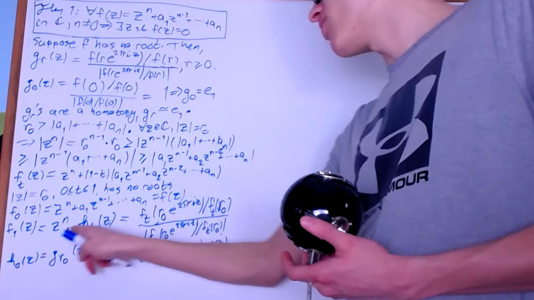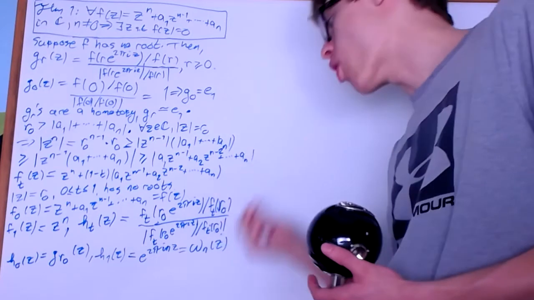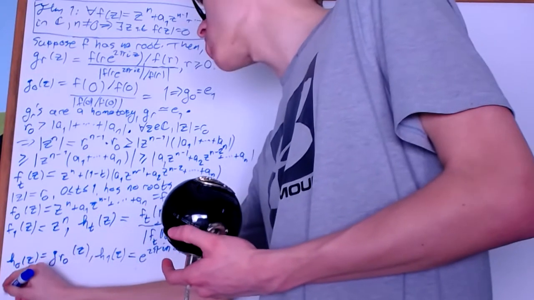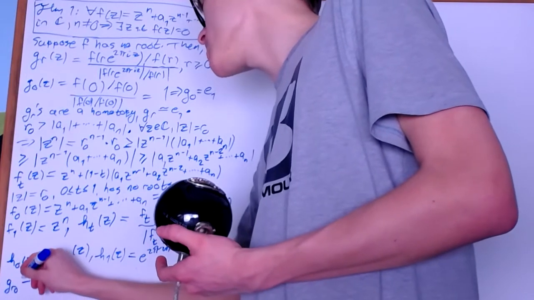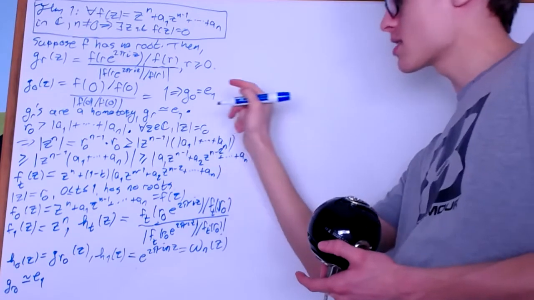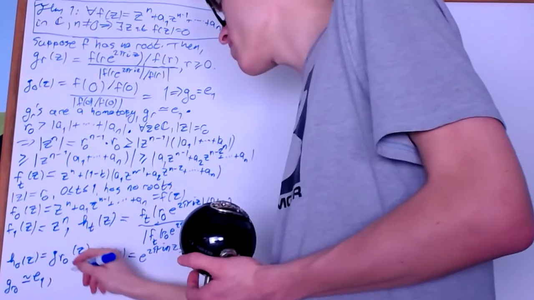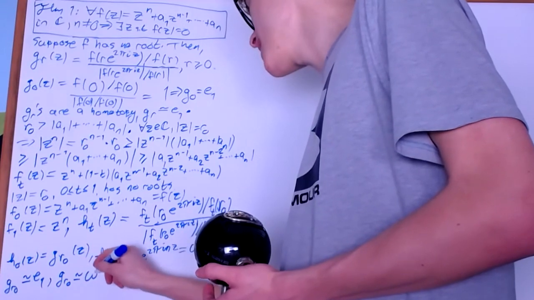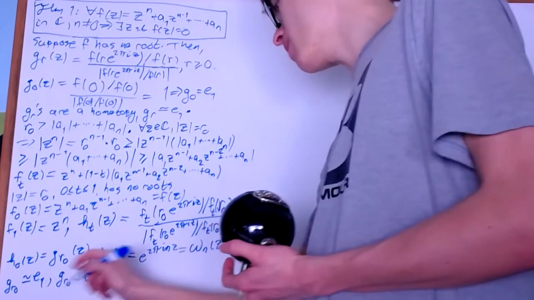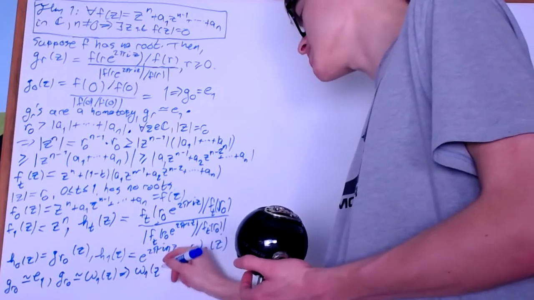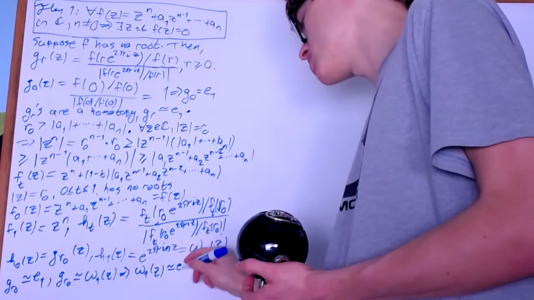This family of functions, h_t, is a homotopy. It's a homotopy that takes you from g_r0, which we know is homotopic to e1 by this fact right here, and this homotopy takes you from that g_r0 to omega n of z. And so by the transitive property of homotopy, we have omega n of z is homotopic to e1.